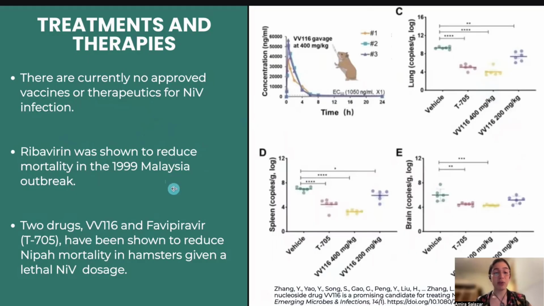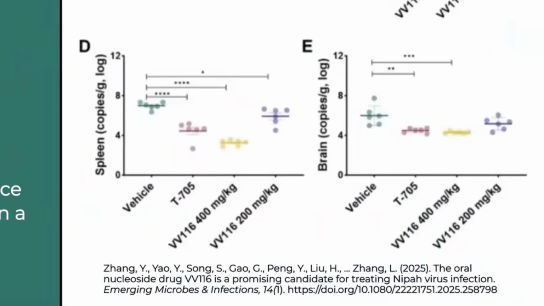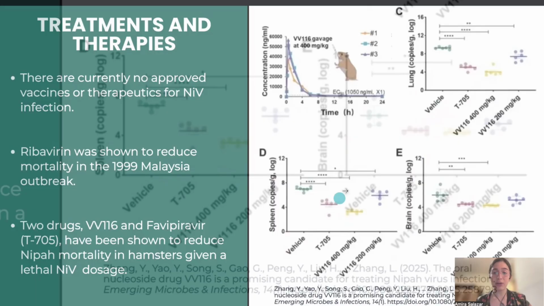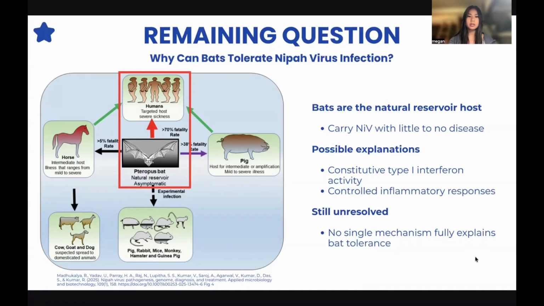Two other drugs, VV116 and favipiravir, have been shown to reduce mortality in hamsters. On the right, you can see graphs depicting log RNA genome count in lung, brain, and spleen tissues decreasing in response to the drug. However, once again, the mechanisms of these drugs, and specifically how they interact with Nipah virus, are not understood. So one of the most interesting unanswered questions surrounding Nipah virus is why bats can carry the virus without developing severe disease.